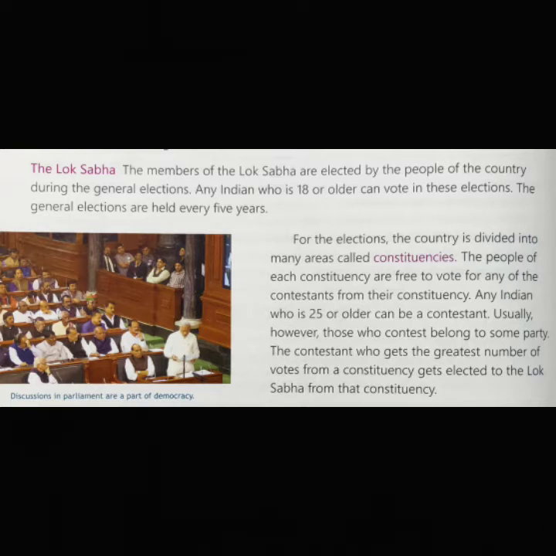For the elections, the country is divided into many areas called constituencies. The people of each constituency are free to vote for any of the contestants from their constituency. Any Indian who is 25 or older can be a contestant. Usually, however, those who contest belong to some party. The contestant who gets the greatest number of votes from a constituency gets elected to the Lok Sabha from that constituency. Did you get this?